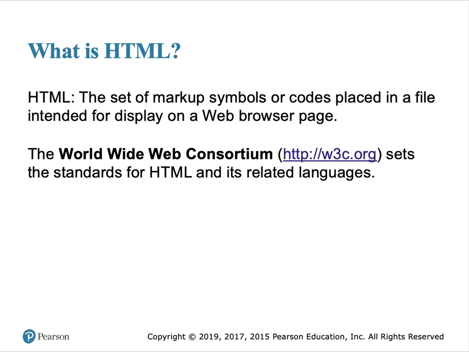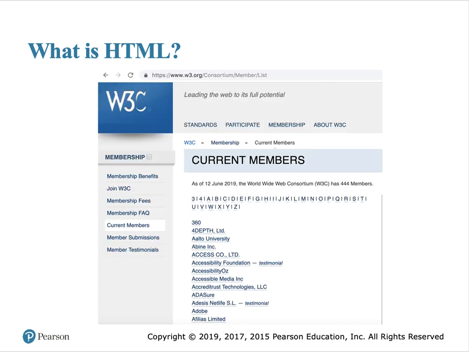Who makes the decisions about these markup symbols? Well, the World Wide Web Consortium does. We discussed this in Chapter 1, but it is worthy of another discussion. If you go to the w3c.org website and look up the member list, you will see from this screenshot that as of June 12, 2019, the World Wide Web Consortium has 444 members. The list is alphabetical, so if you scroll through it, you will probably recognize some companies such as Adobe, Amazon, Apple, AT&T, etc. These are the members that make up the W3C, and they are the ones that make up the rules that govern HTML.